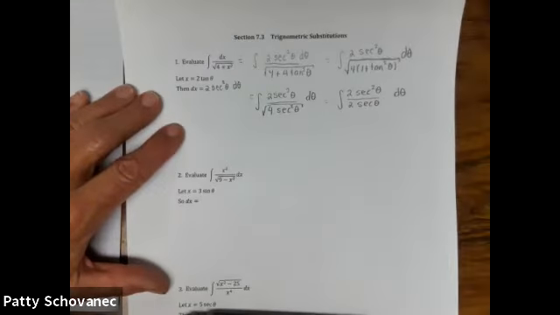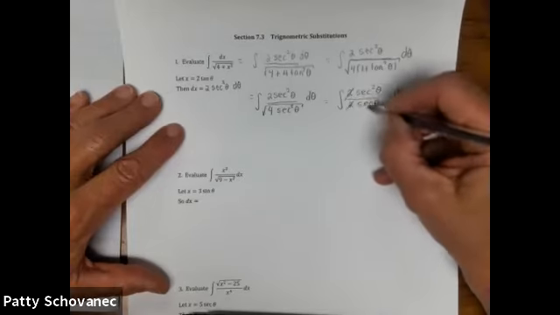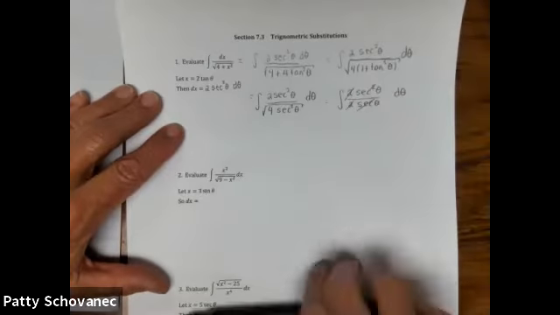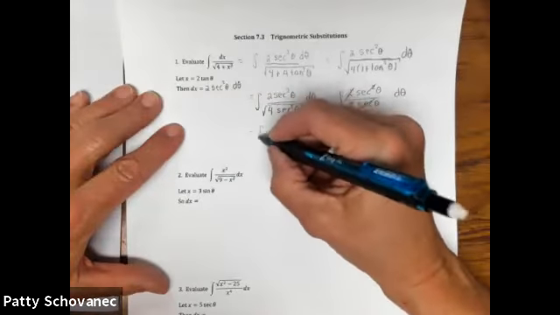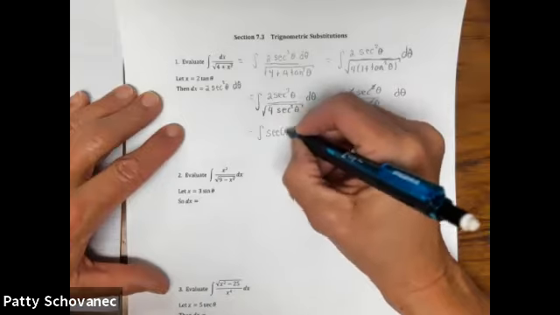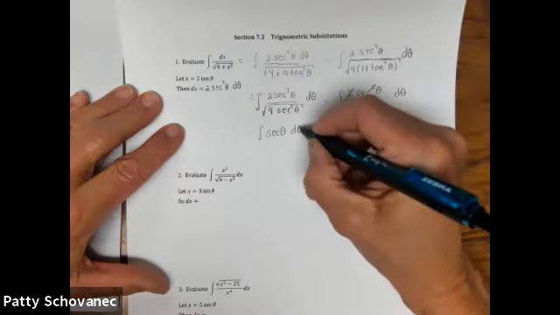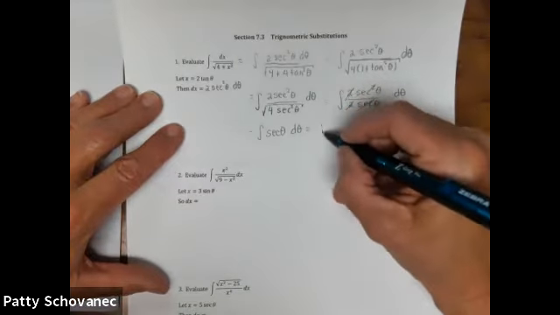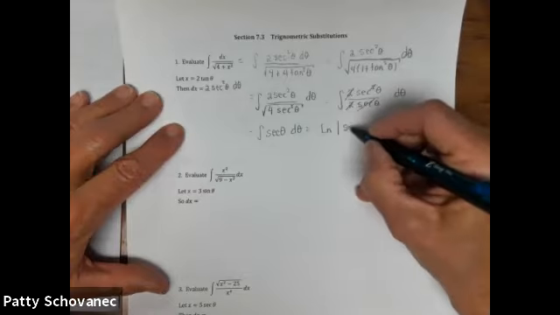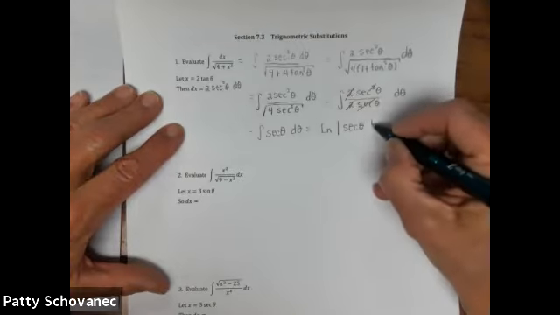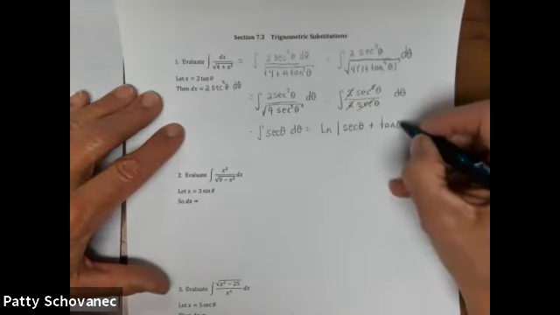And of course, we cancel the 2's and cancel one of the secants. So we're left integrating the secant of theta. That's one of the ones that I put on the previous page. Remember, that's the natural log of the absolute value of the secant of theta plus the tangent of theta.